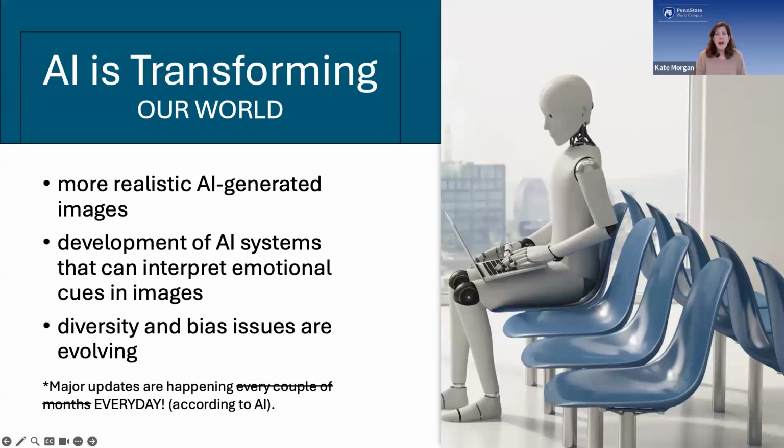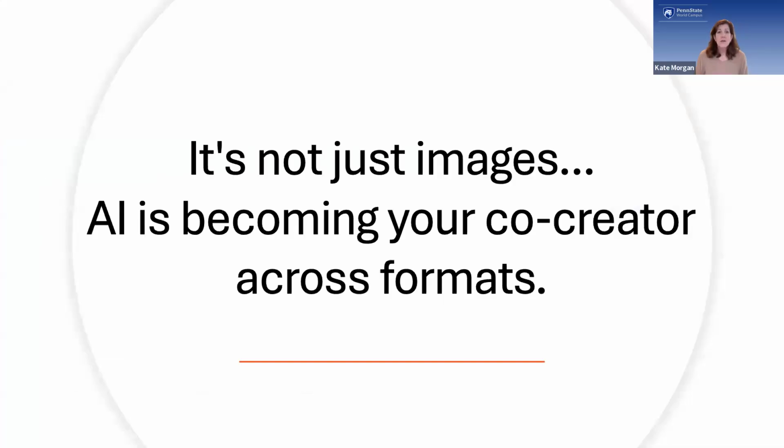So, AI is changing our world, right? We have more realistic generated images. We can interpret emotional cues in images, and the diversity and bias issues are evolving. I don't know where it's going to go and how that's going to happen, but they are evolving. Major updates are happening literally every single day. If you log in today, tomorrow it could be better, more advanced. It could be a paywall. There are all kinds of changes. And it's not just images, because AI is becoming your co-creator across formats.